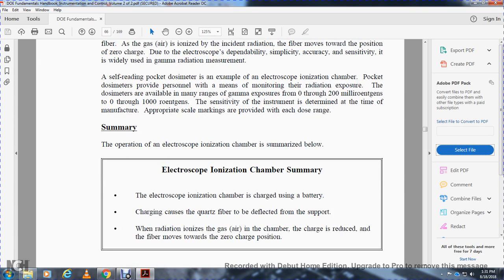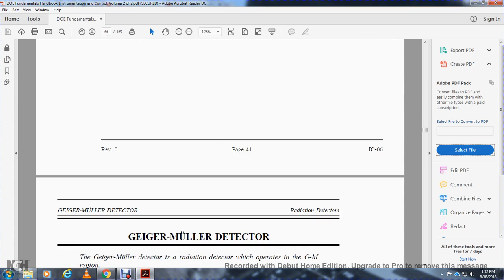Summary: the operation of the electroscope ionization chamber is summarized below. The electroscope ionization chamber is charged using a battery. Charging causes the quartz fiber to be deflected from the support. When radiation ionizes the gas in the chamber, the charge is reduced, and the fiber moves toward the zero charge position.